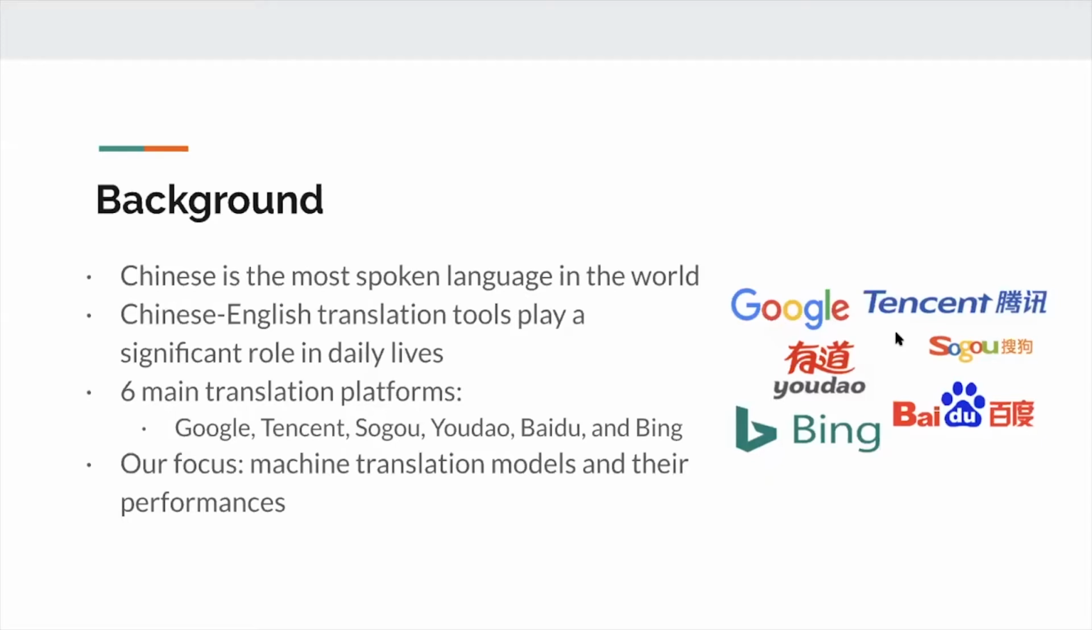So the 6 main translation platforms we currently use are Google, Tencent, Sogou, Youdao, Baidu, and Bing. The creation of machine translation has vastly facilitated communications between people of diverse backgrounds. And while different machine translation tools contain disparities in their performances, we delved into Chinese English translation machines to create our translation machine models, and we evaluated their performances.